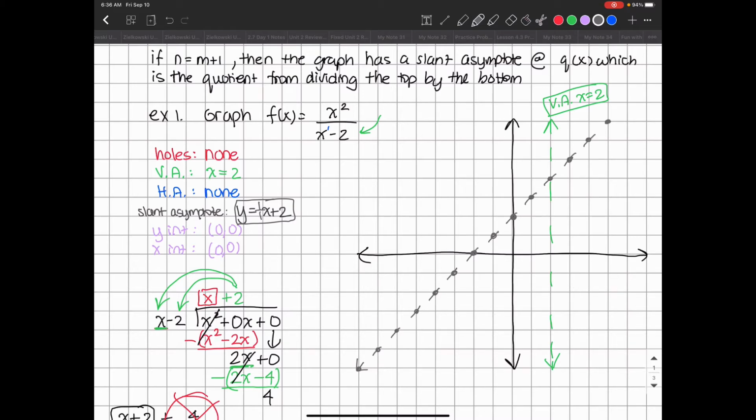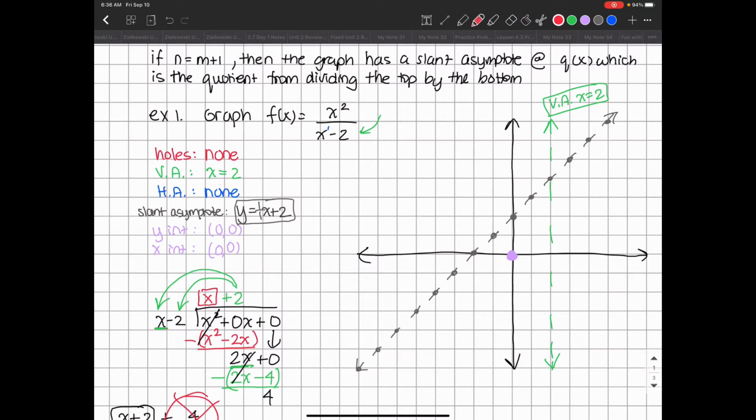That is my slant asymptote, so this is just a diagonal line. Then I put in my important point, the other point that I have, which is (0, 0). And now I'm going to plot the rest of this graph.